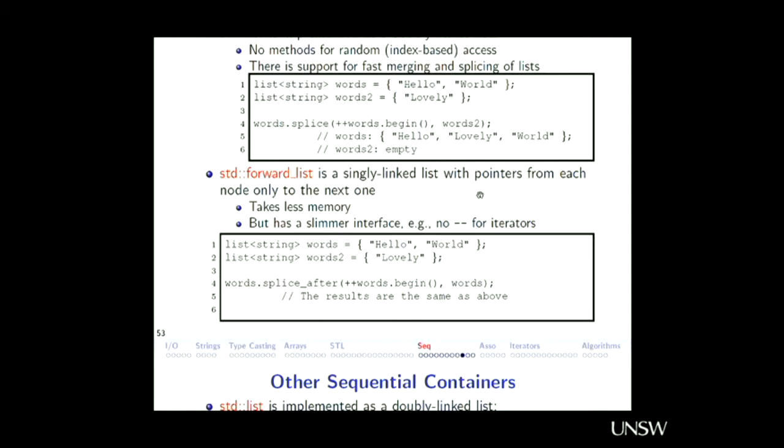Forward list, as I already mentioned, is a singly linked list. It takes less memory. It has a slimmer interface. It also has no minus iterator. What that means is with an iterator, you can go ++ to go to the next element. You can go minus to go backwards. With a singly linked list, you can only go one way. You can only go forward. Can't go back. But you can still do the splice. The splice still works. Slightly different commands for how to do it, but you can still do the splice.